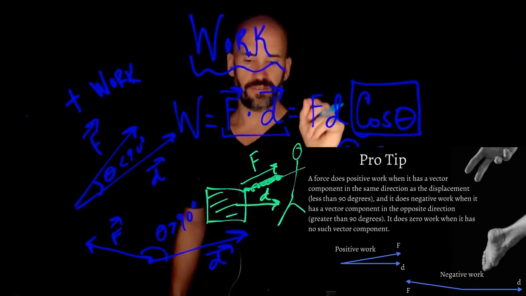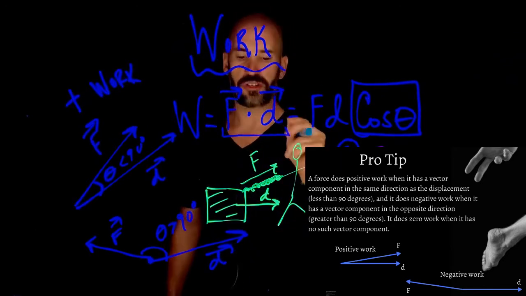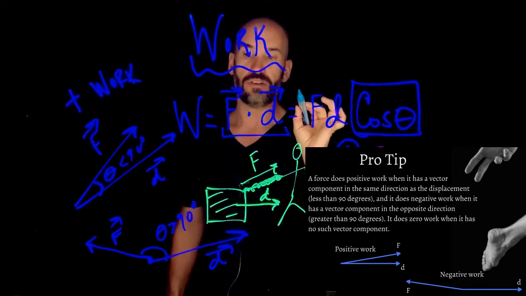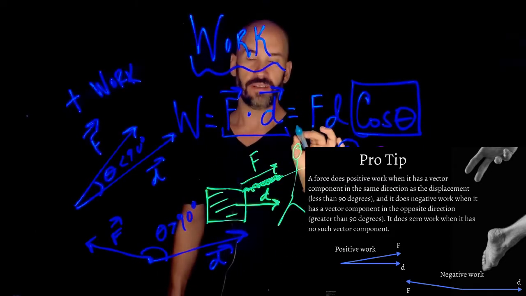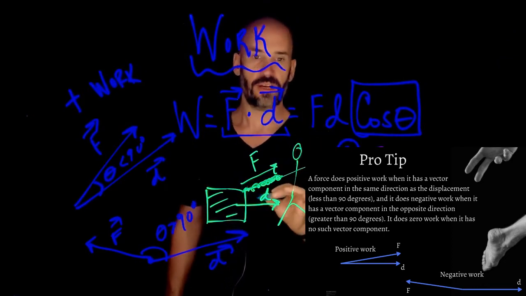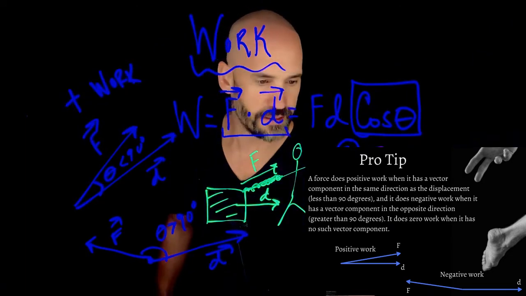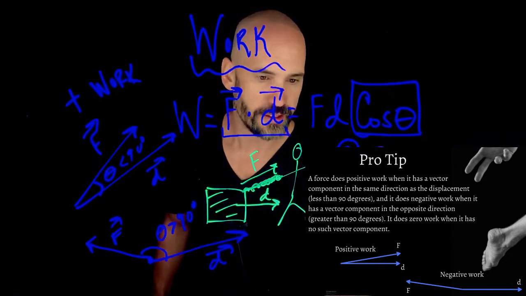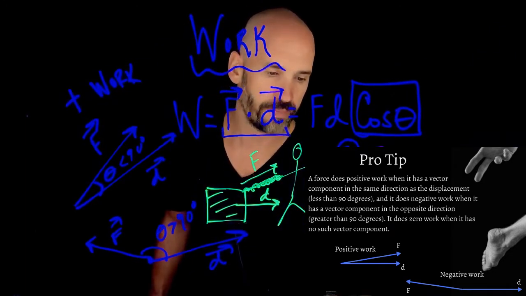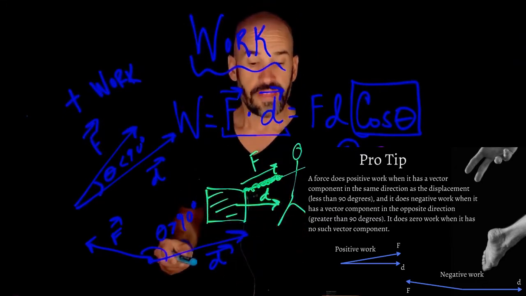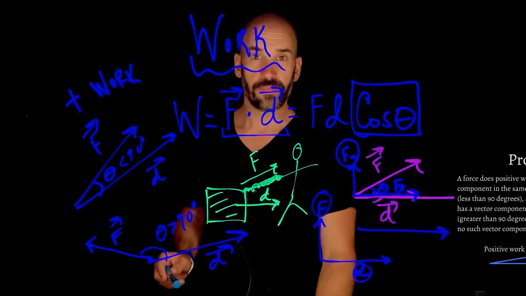So it does negative work when the vector has a component in the opposite direction, or greater than 90 degrees, and it does zero work when it has no vector component pointing in the direction of the distance, right? So like what we were saying before, if the force is in this direction and displacement is in this direction, this force is doing no work on the object, okay? So that is a general introduction of work.